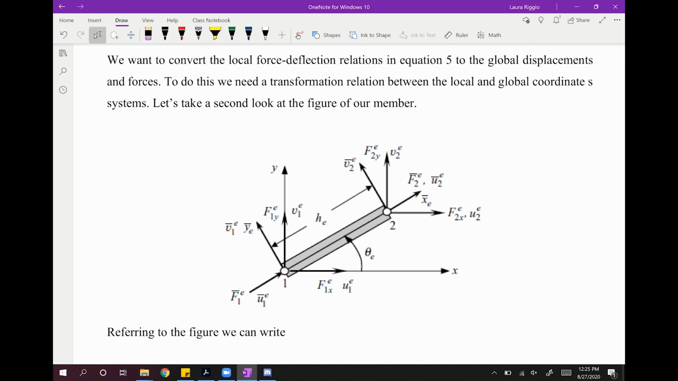So not only do we have F2 here, we have F2X and F2Y if we break it down into its components along our global coordinate system. So we'd also have a U2 and a V2, which are the displacements in the global coordinate scheme, not the local. So bar is local. This is local. This is global.